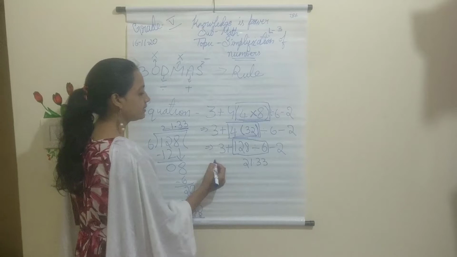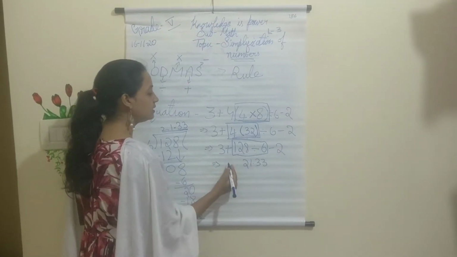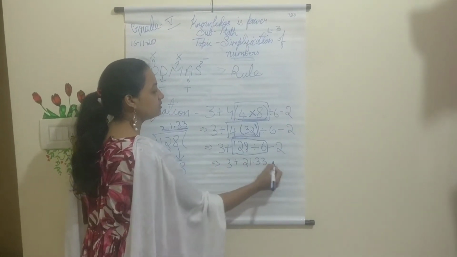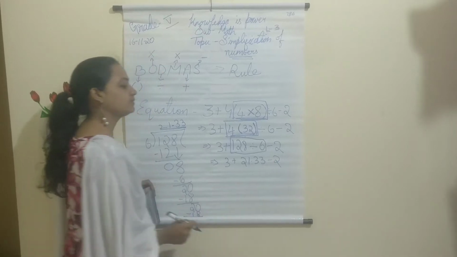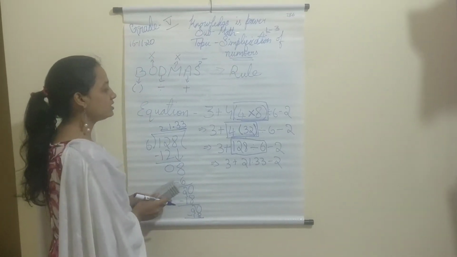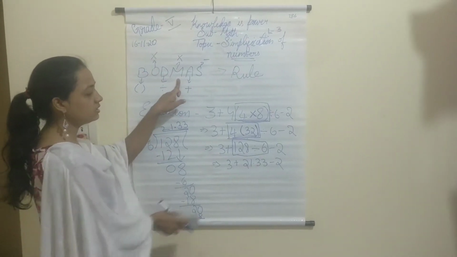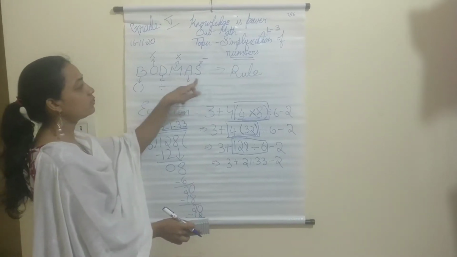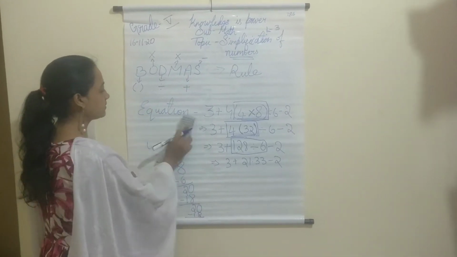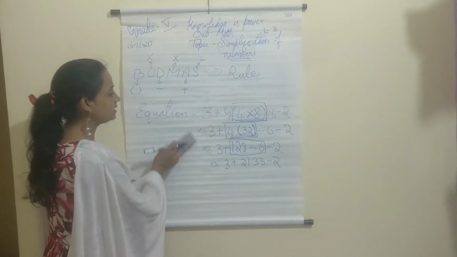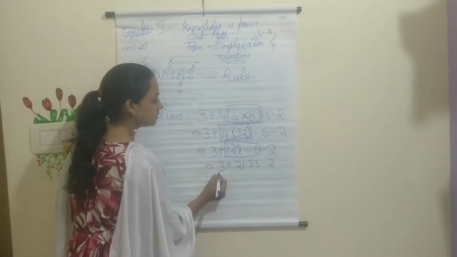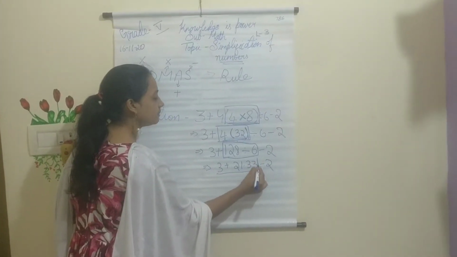21.33. Now I finished division. Let me write other numbers which are left over here. Now next what should I see? I have multiplication? Actually no. So next I go for addition. So I have addition here, that is 3 plus the number here.